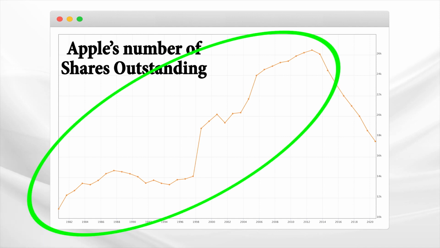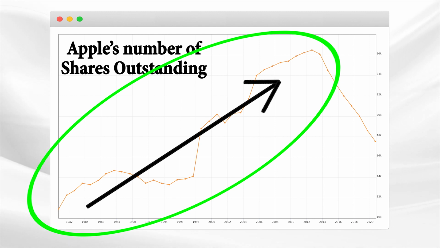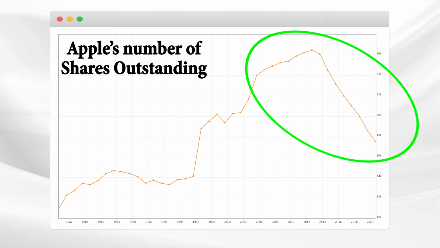Notice how in earlier years they were consistently issuing new shares, which is a way of raising cash from the public, and this caused the number of shares outstanding to increase. Then in more recent years, they've been buying back shares quite heavily, which has the effect of reducing the total number of shares outstanding.